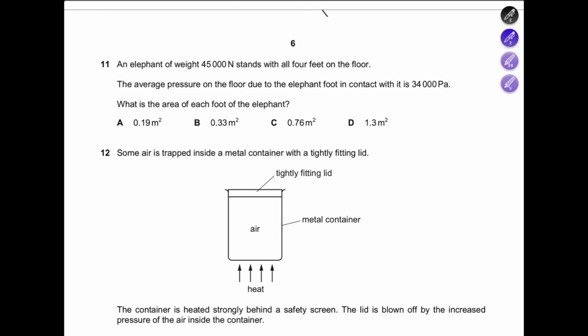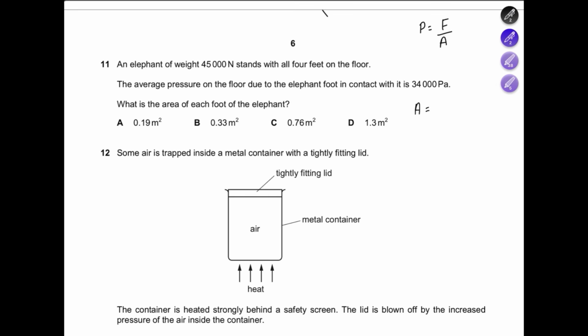So they're saying an elephant weighs 45,000 Newton. It stands with all 4 feet on the floor. The average pressure on the floor due to elephant foot in contact is 34,000 Pascal. What is the area of each foot? This is our equation. They're asking for the area. So area is going to be force over pressure.